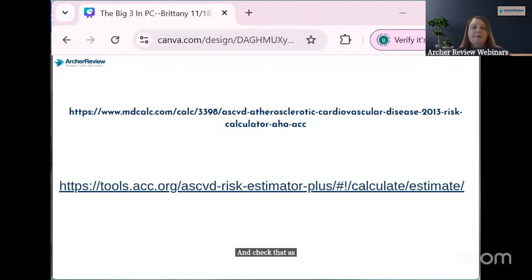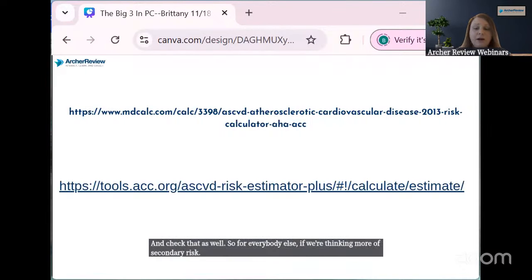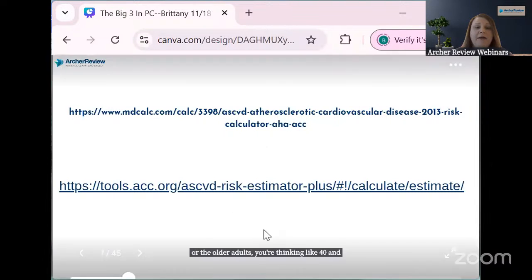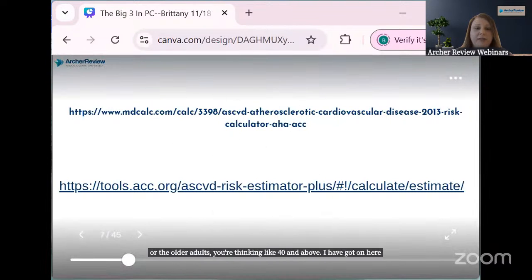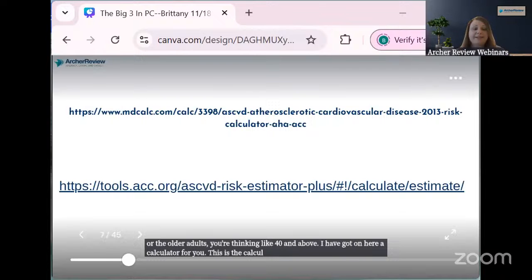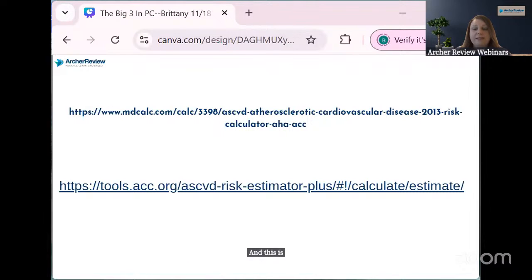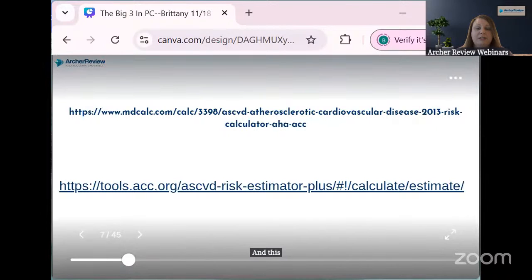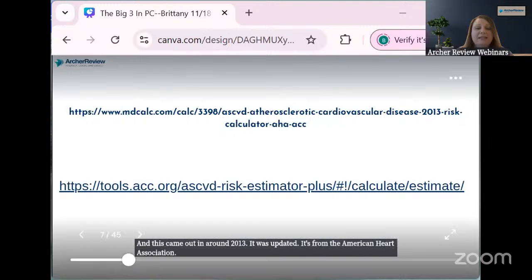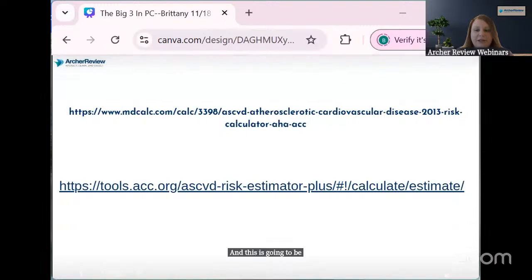So for everybody else, if we're thinking more of secondary risk, or the older adults, you're thinking like 40 and above, I have got on here a calculator for you. This is the calculator that you can use in practice. Some of your EHRs even might have this built in. And this is from the Framingham Heart Study. This came out around 2013. It was updated. It's from the American Heart Association. And this is where you find your risk, okay?